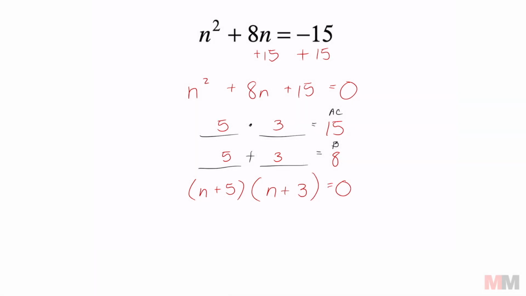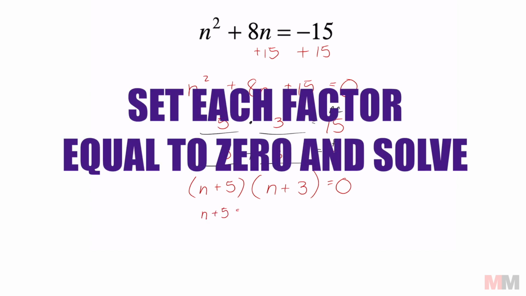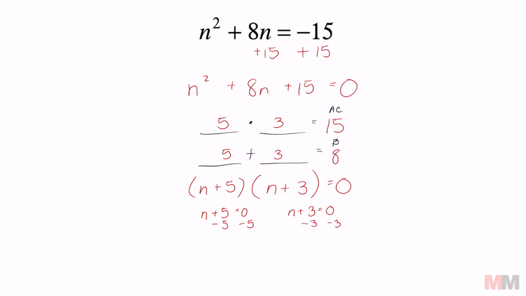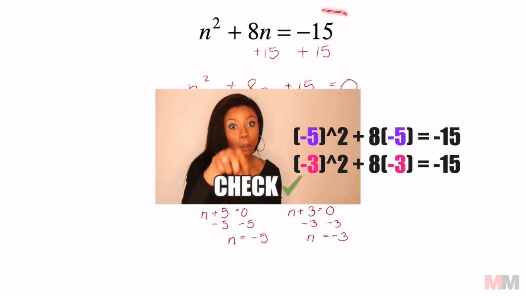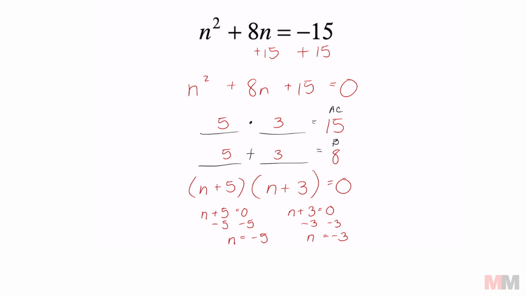And from here, once it's factored, we just have to set up 2 equations. n plus 5 equals 0, and n plus 3 equals 0. Solve for n by getting it by itself, and we get n equals negative 5, and n equals negative 3. Those are your 2 solutions, and if you wanted to check, you can substitute that for n, and this will make a true statement. But I also want you to have another resource besides plugging it in.